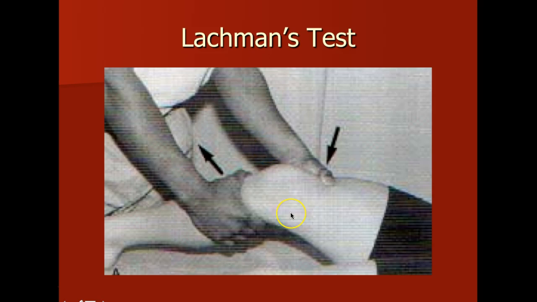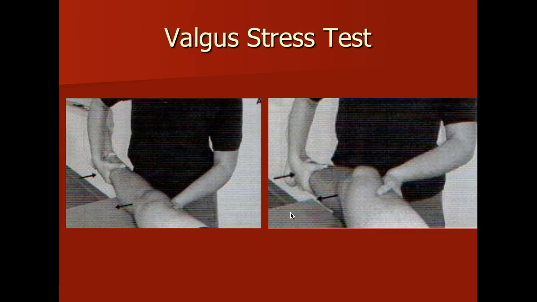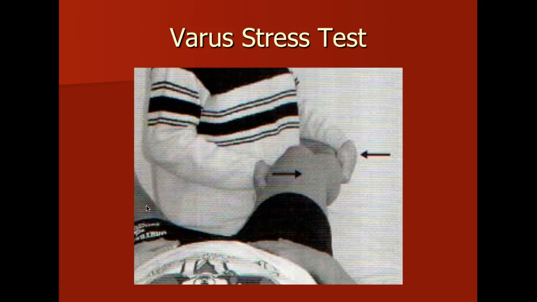But the Lachman's is usually where I really get a better sense of the translation that I'm feeling. Then you also have the valgus stress test. So here you're pushing medially. You're pushing on the outside, you're pushing medially, and depending on how much the joint space opens up, compared to the uninvolved side, that will tell you if there's an MCL sprain.